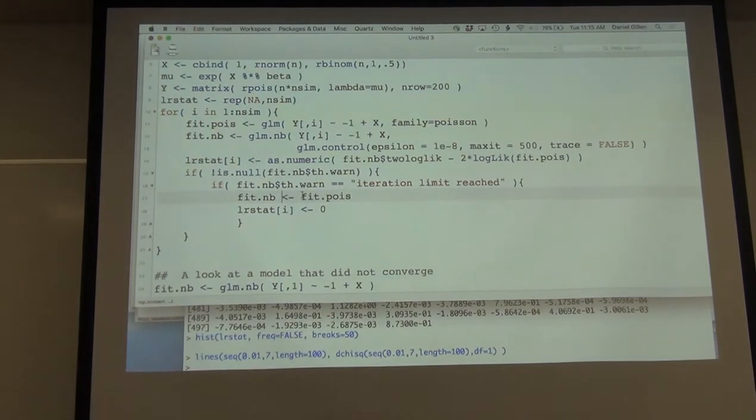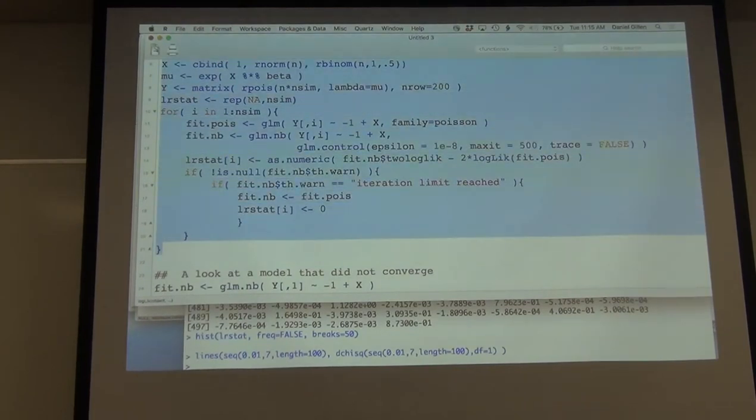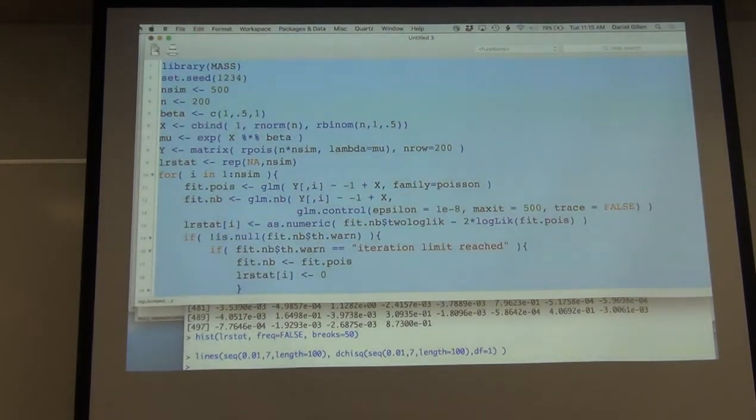So you can do it either way. You can leave it in there with the warnings and have the slightly negative values. You'll get the exact same answer, in fact, at the end of the day. But if you wanted to visualize the empirical distribution, it's a little easier to do it this way. So I'll run that. Now I'll have a bunch of zeros floating around in here.